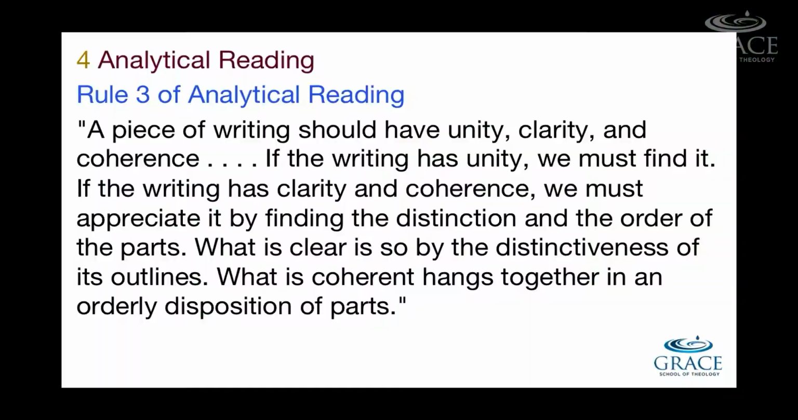A piece of writing should have unity, clarity, coherence. If the writing has unity, we must find it. If the writing has clarity and coherence, we must appreciate it by finding the distinction and the order of the parts. What is clear is so by the distinctiveness of its outlines. What is coherent hangs together in an orderly disposition of parts. I believe that the books of the Bible have unity, clarity, coherence. It's our job as interpreters to figure that out.